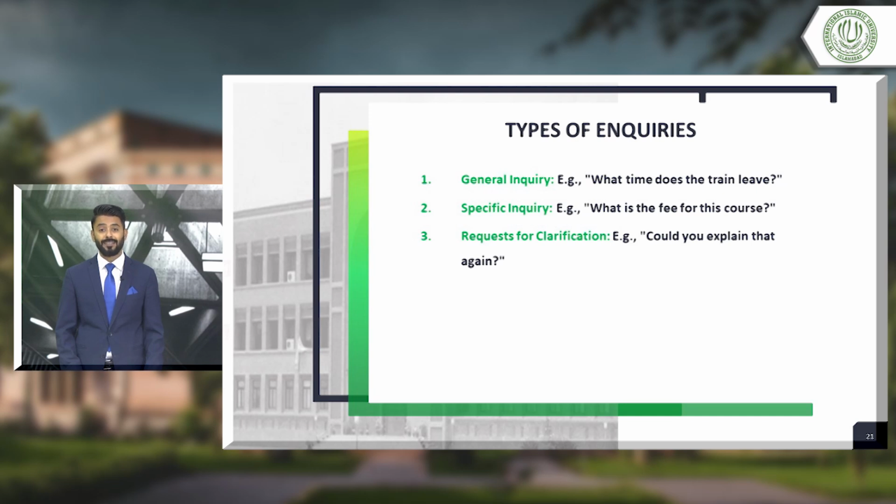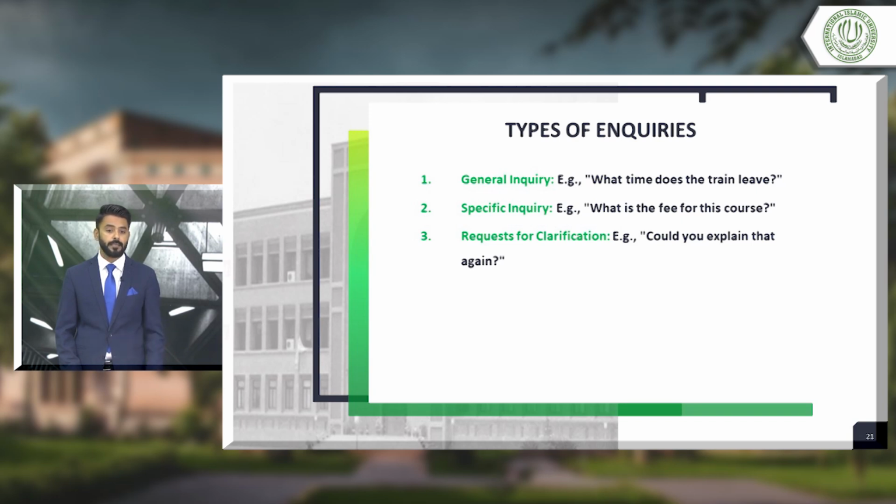Fine. So there is a specific inquiry, where you are asking for very specific information. For example, what is the fee for this course? So here you are asking about a particular course and the fee for that course. It is a very specific inquiry.